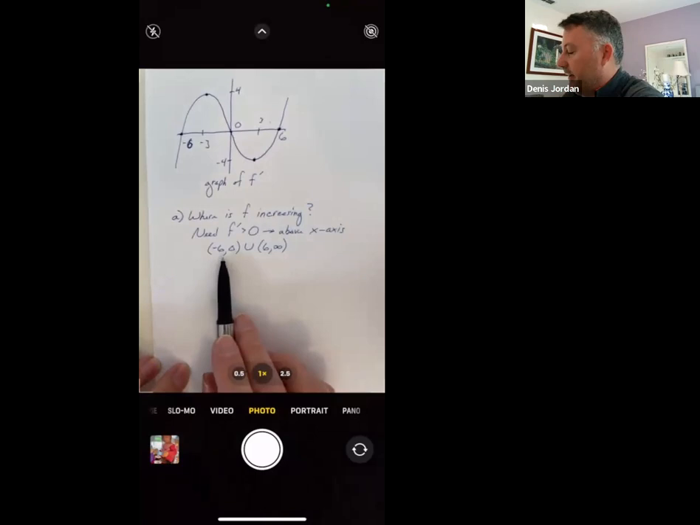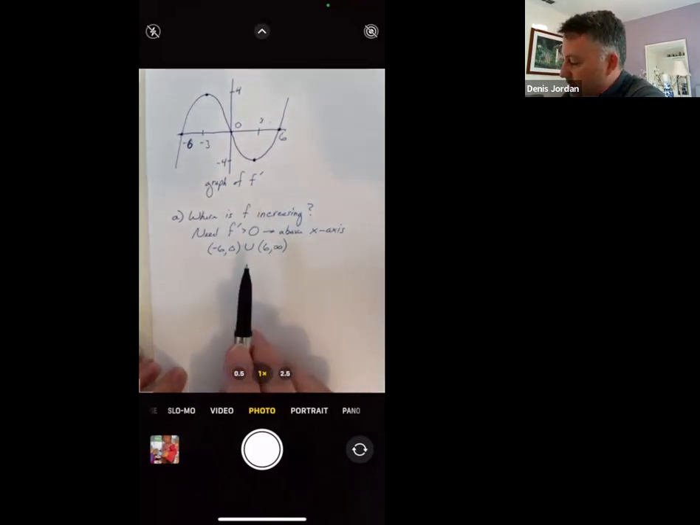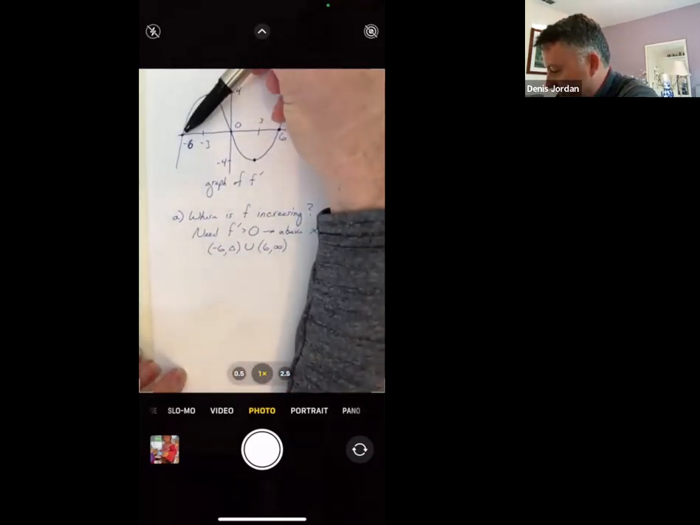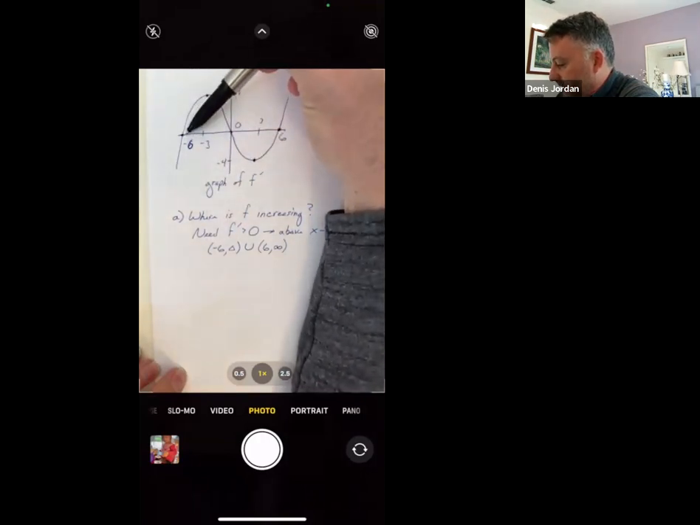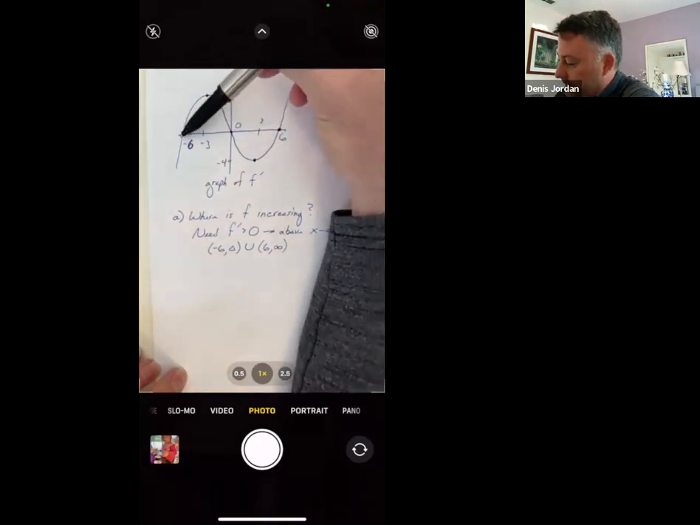Now notice that these are intervals, they're not points. So I'm not talking about the point (-6, 0). I'm talking about the interval of the x values going from -6 all the way over to x equals 0. So this whole section.